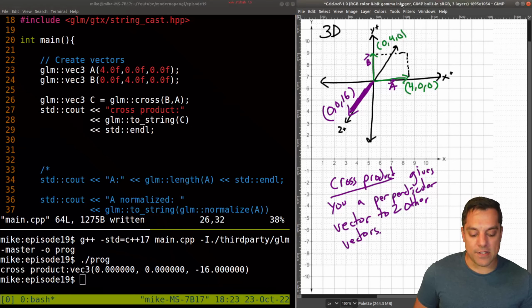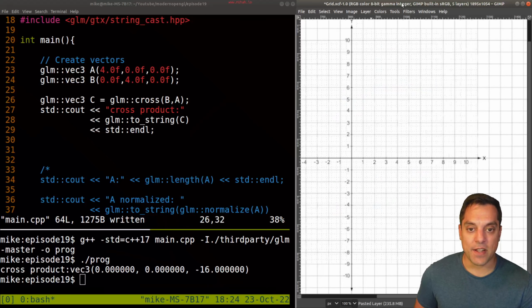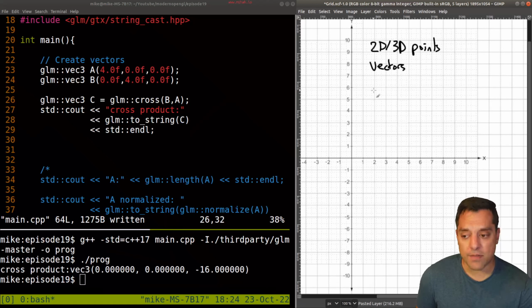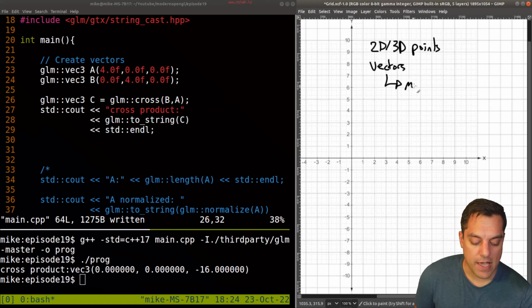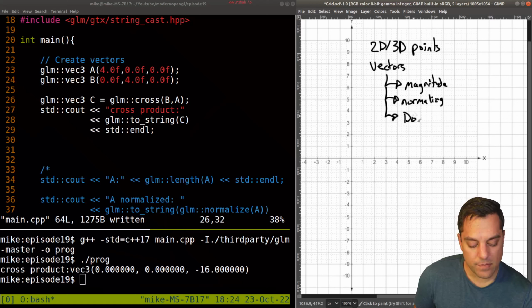Now I want to summarize what we have learned in this lesson so you can recap. Starting with 2D and 3D points. Then we talked about vectors, something with a magnitude and a direction. Then we talked about some of these properties, specifically how to compute the magnitude. You remember your Pythagorean theorem here. Then we learned about normalizing. Then we learned about dot product. And then we learned about cross product.